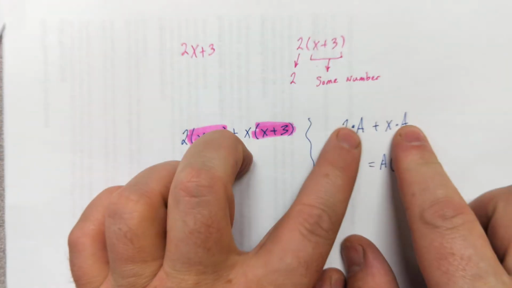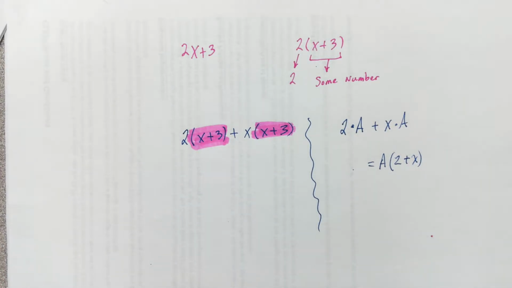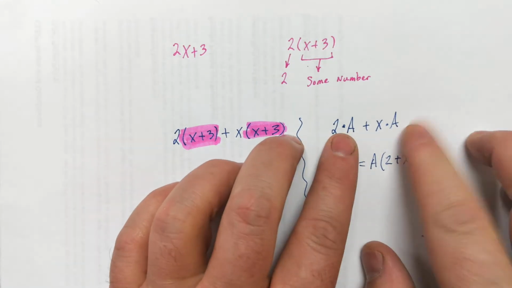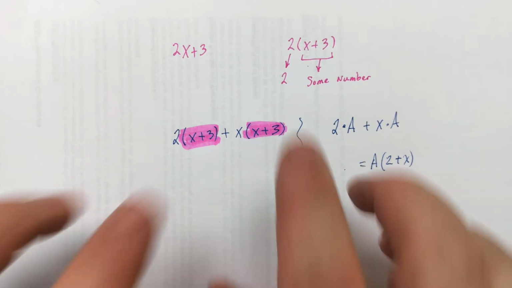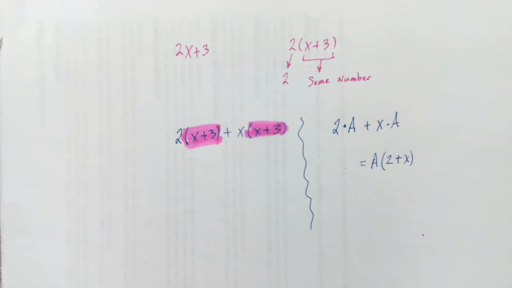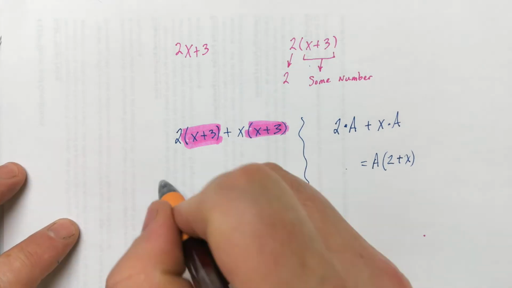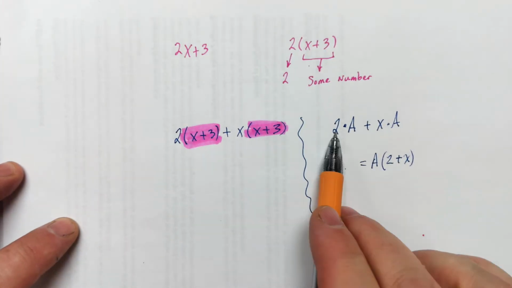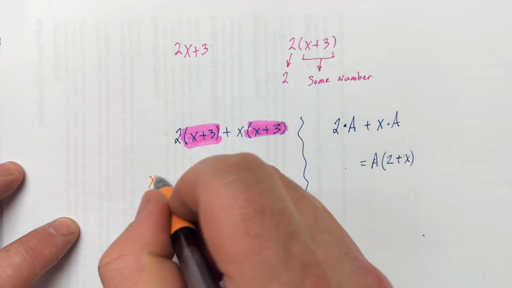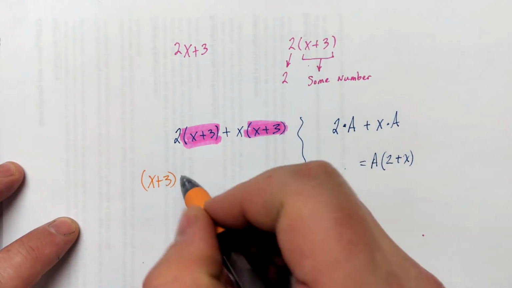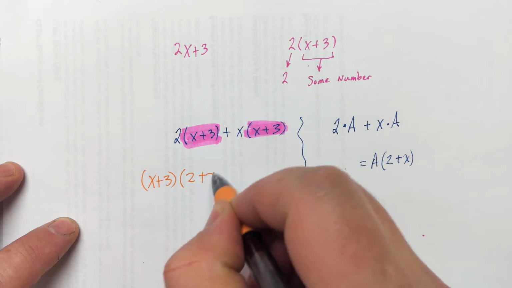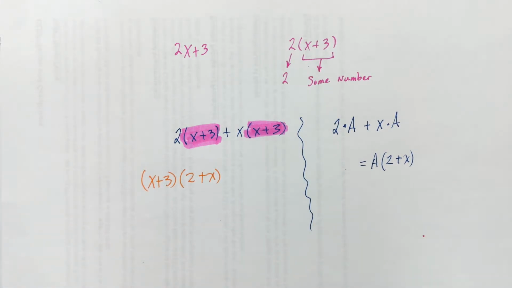Just like we took out the a, we can take out the x plus 3. What happens when you take out the number? The number is x plus 3, but it's in a group, so we're going to put it in a group. You see how you put parentheses, right? 2 plus x. See?